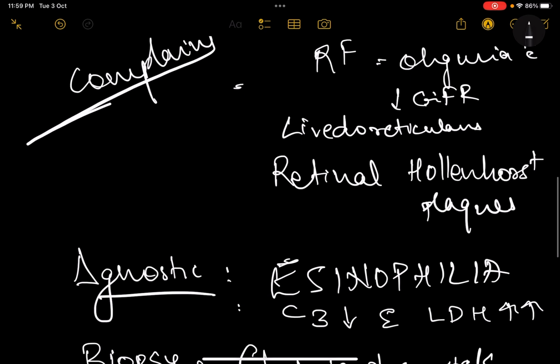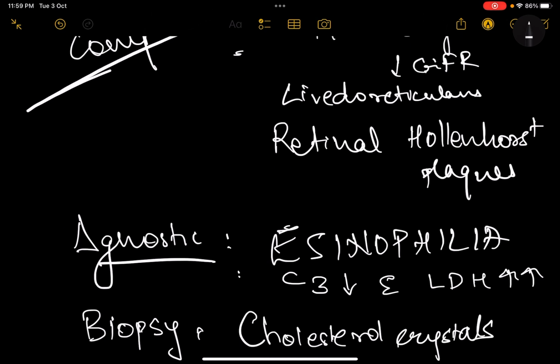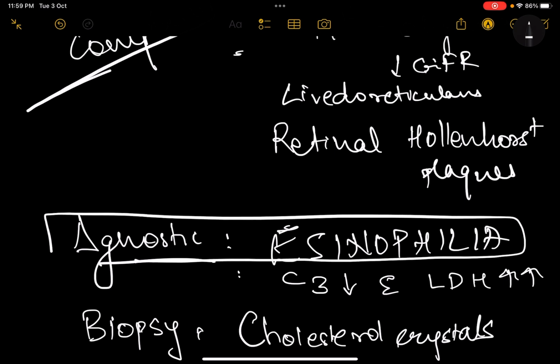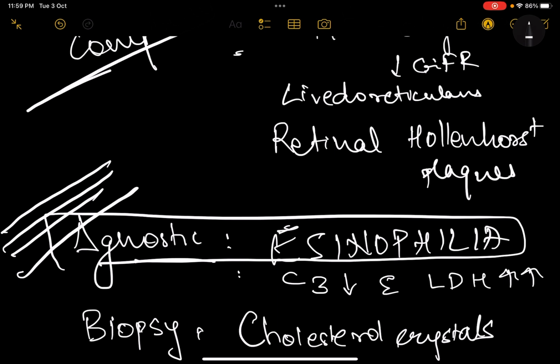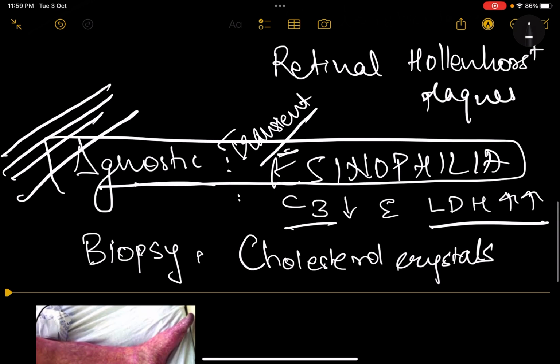Talking about the diagnostic markers, the first thing I want everyone to remember is eosinophilia. I cannot stress how important eosinophilia is, because it's so transient and so specific to cholesterol embolism that transient eosinophilia comes up on test day. C3 levels are low and LDH levels are high, obviously because of hemolysis. On biopsy of the kidney in particular, you see biconvex, birefringent cholesterol crystals.